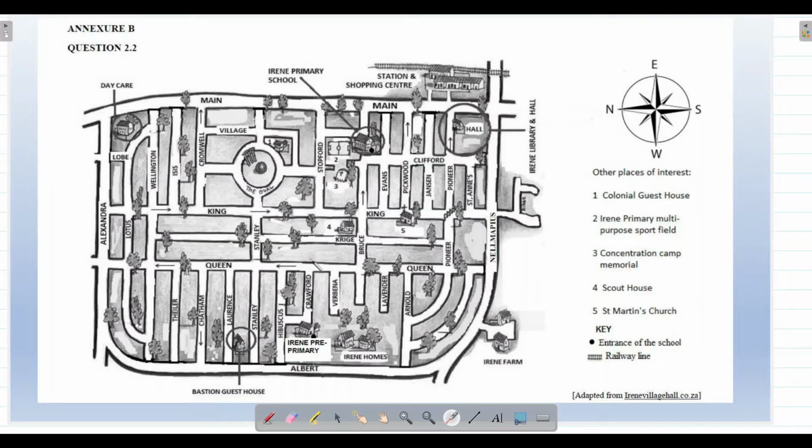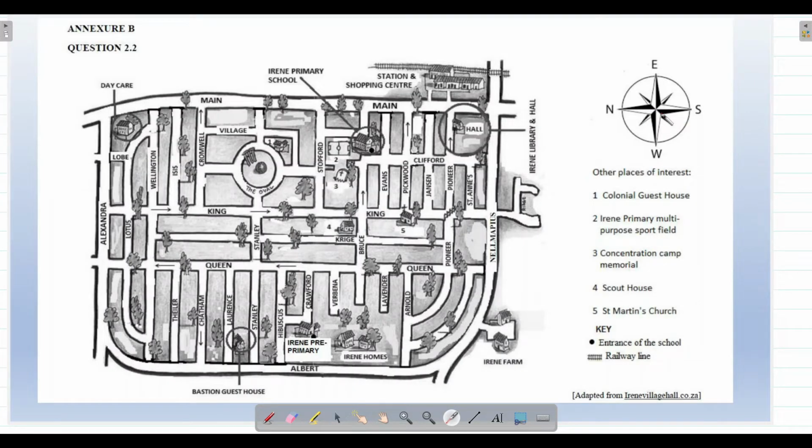So if you were to give a person just general directions from the Bastion Guest House to the station and the shopping center, what would be the directions that you would give to that person? Okay, so this question requires us to make use of this compass that is given to us here, right? So the first thing that we need to do is draw a line from the Bastion Guest House to the station and the shopping center, right? And then just look at the direction of the line. Is the direction of the line going in the southeast direction? Is the line going in the northeast direction? Is the line going in the northwest direction? Or are we going in the southwest direction?